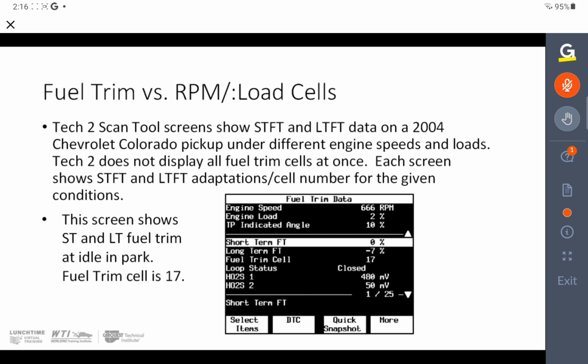This is a Tech 2 screenshot. And this particular one is showing short-term fuel trim and long-term fuel trim on a Chevy Colorado. The fuel trim cell that it operates in is again going to be directly correlated to engine load and engine RPM. It doesn't show all the fuel trim cells at once. It just shows the current fuel trim cell that it's operating in. So in this case, you can see engine speed is roughly 600, 700 RPM. Engine load is at 2%, and it's currently running in fuel trim cell number 17. This particular car is idling in park.